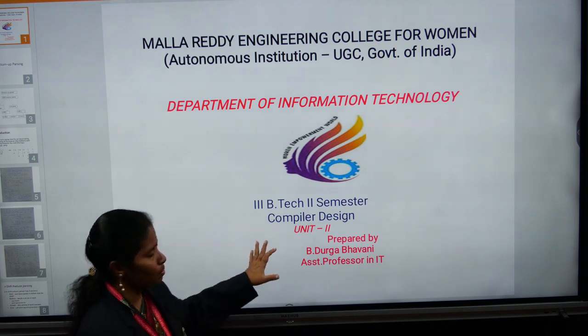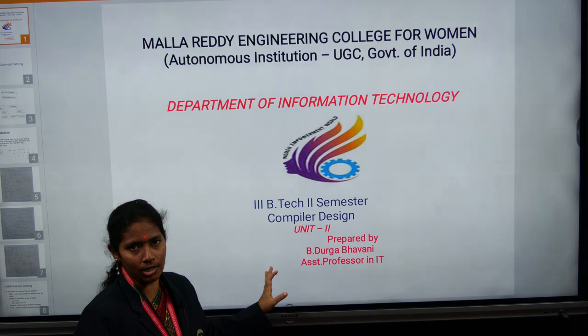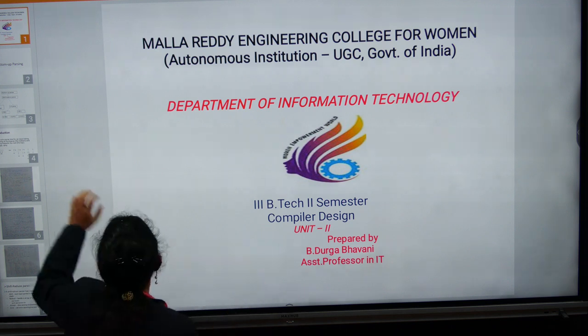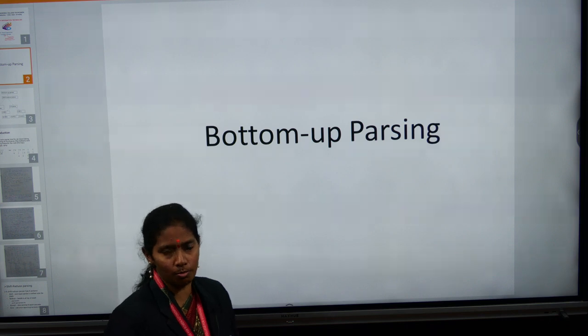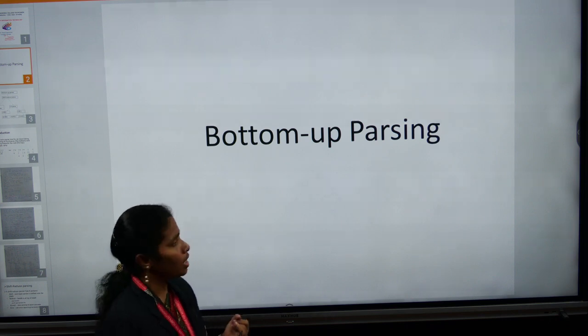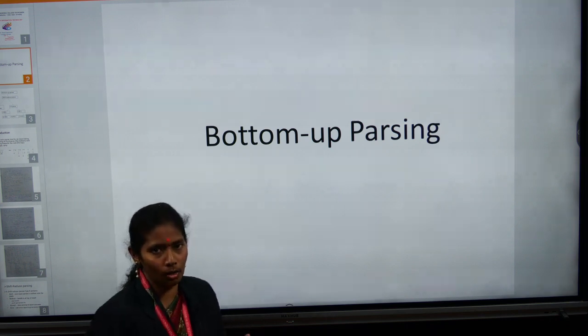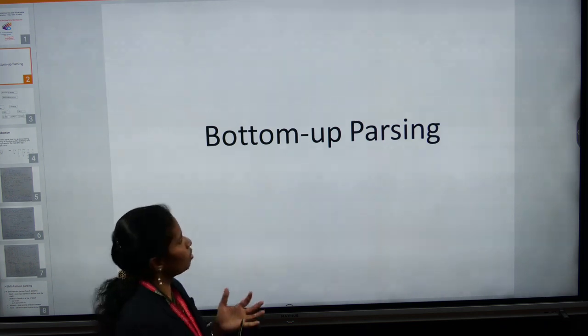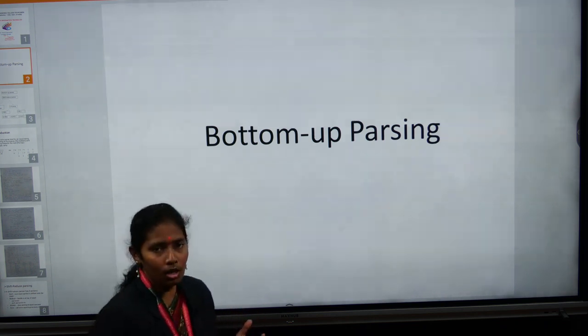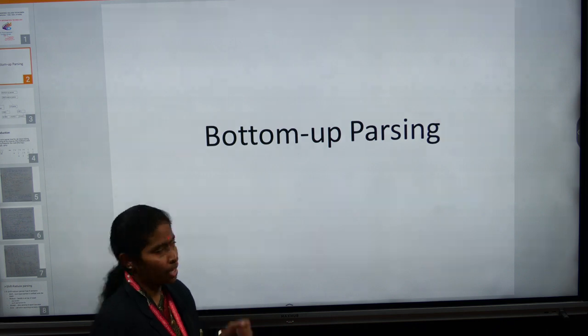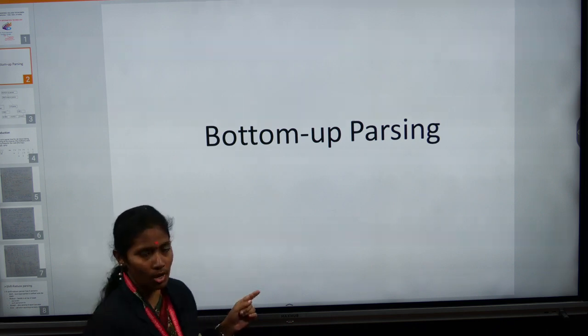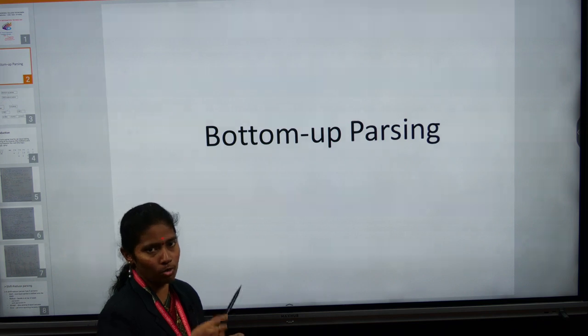Today, I would like to explain a topic from compiler design. In compiler design, we have different types of parsing techniques. One is top-down parsing and the other is bottom-up parsing. In top-down parsing, we parse the input string from top to bottom, whereas in bottom-up parsing, we parse from bottom to top.